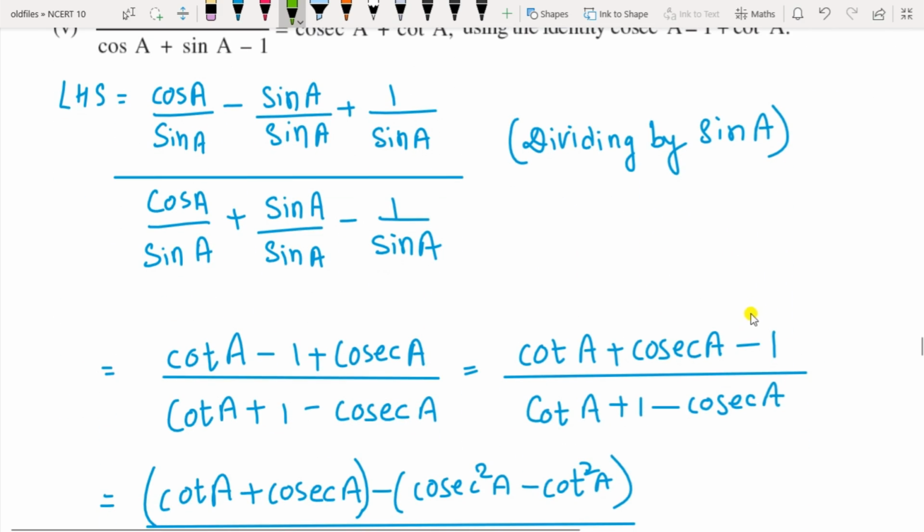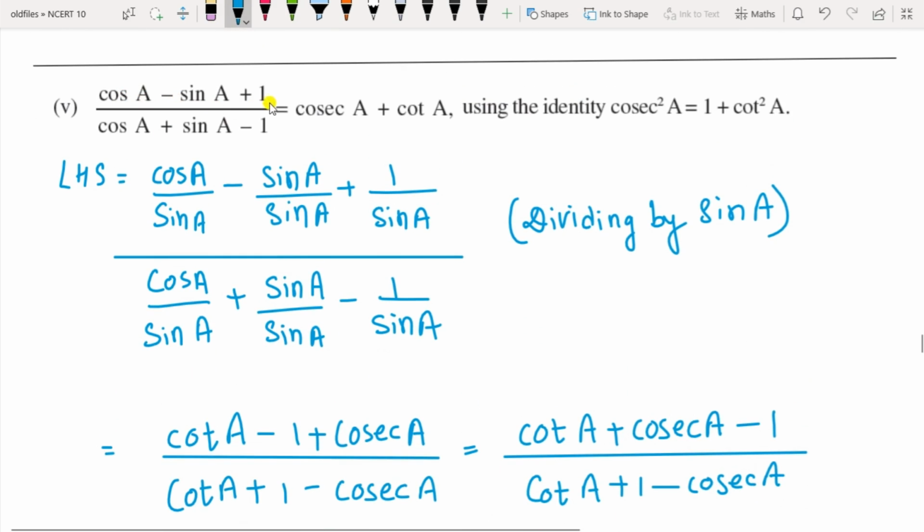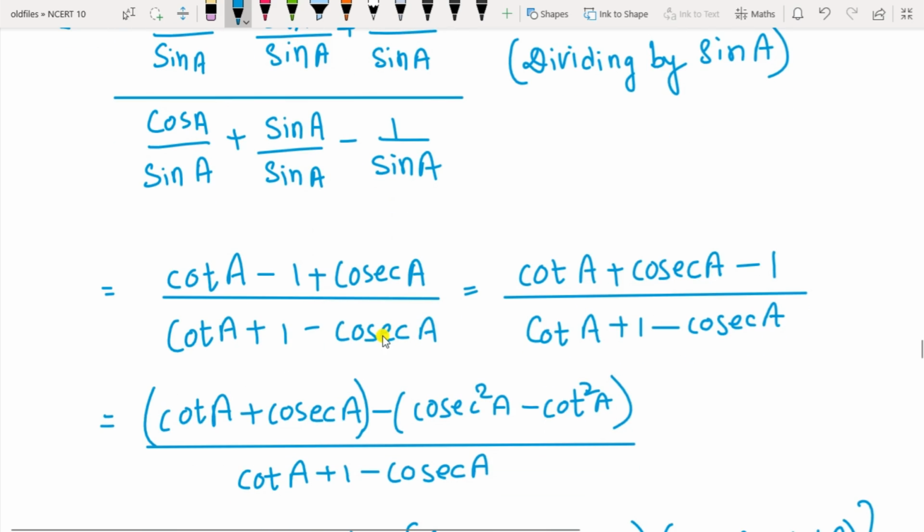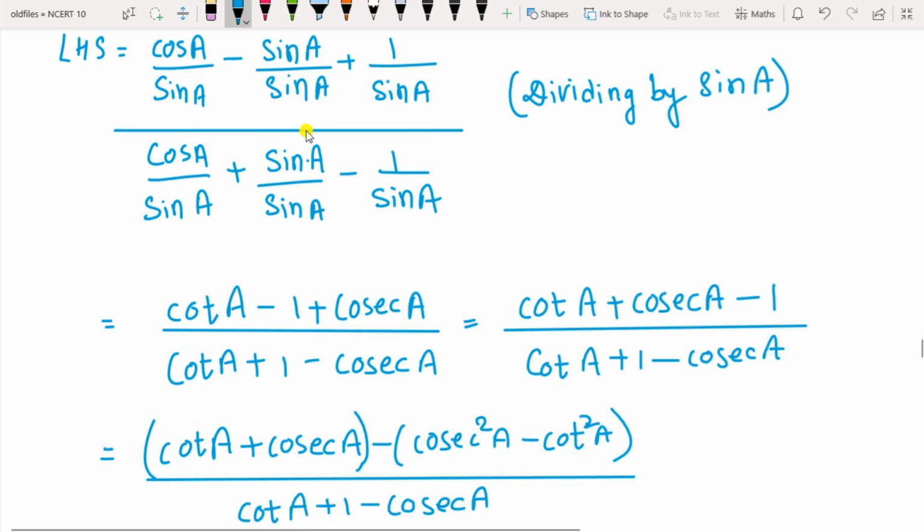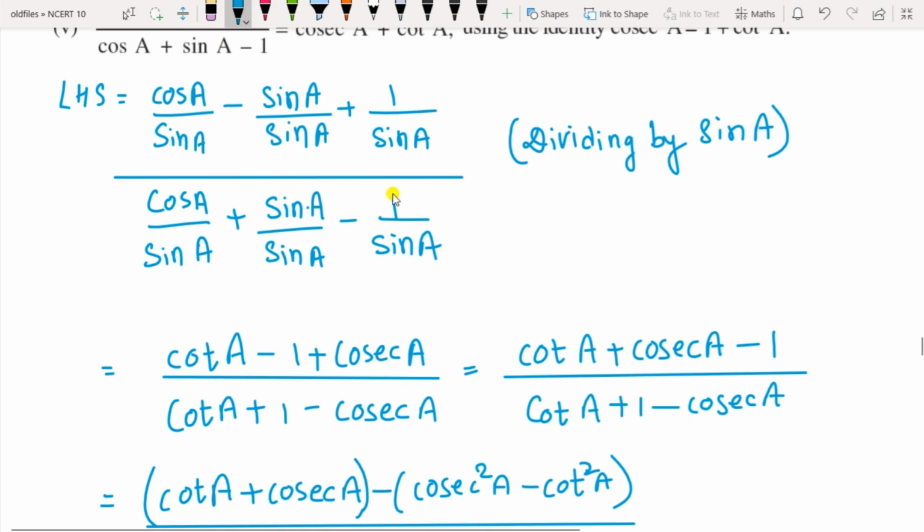Question 5th here. Cos a minus sin a plus 1 upon cos a plus sin a minus 1. It should be proved equal to cosec a plus cot a. Okay. We have to use the identity here for cosec square as 1 plus cot square a. So divide the numerator and denominator by sin a. So this will be now cot a minus 1 plus 1 upon sin, which means cosec. This is also cot a plus 1 minus cosec a. Okay. Now rearrange these terms. So we will write cot a plus cosec a minus 1 and cot a plus 1 minus cosec a.